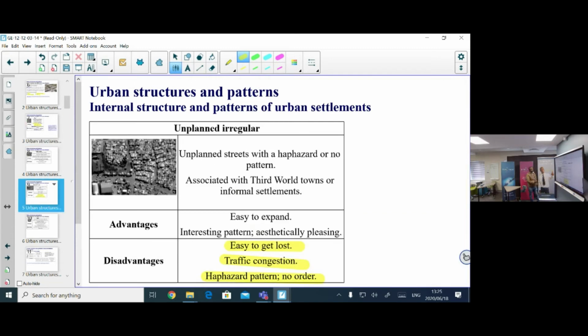Then when we look at unplanned irregular, you find that, as I said earlier on, there are no straight streets here, and everything seems to be haphazard.